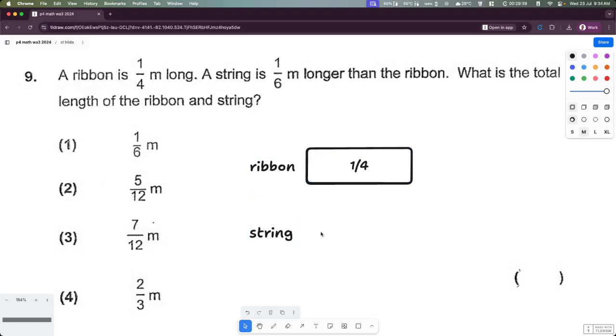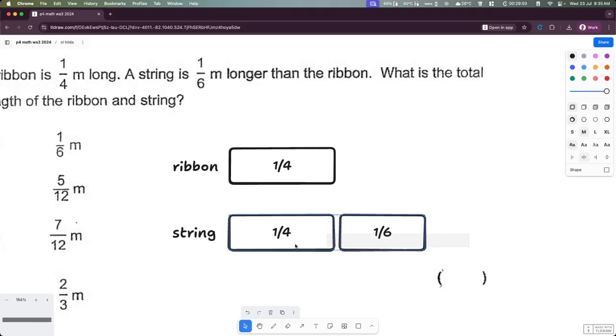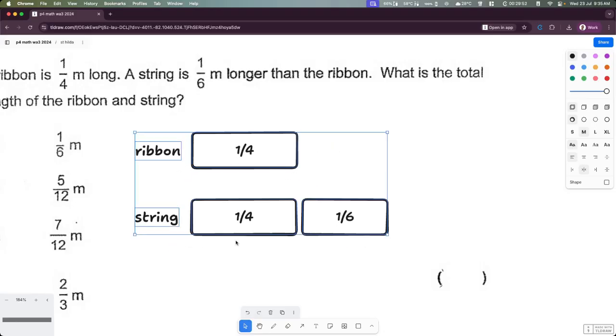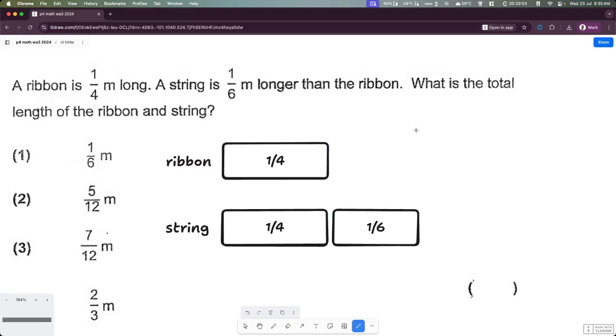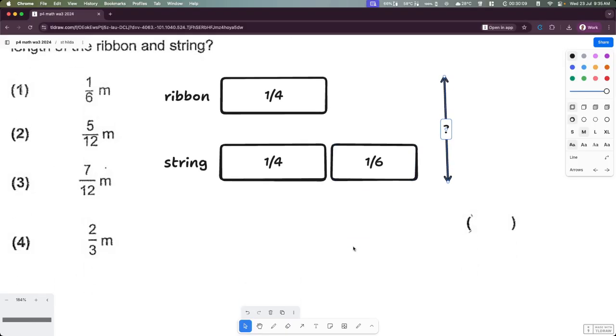And then for the string, it says that it is longer than the ribbon. How long? 1 out of 6 meters long. So the question asks not for how long the string is, but what is the total length of both the ribbon and the string. So we need to calculate every single thing.